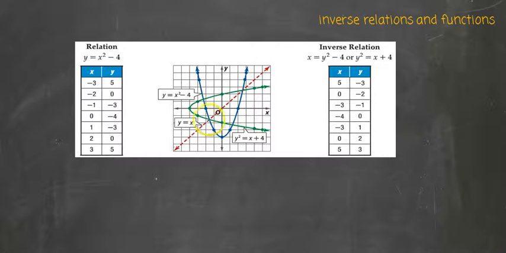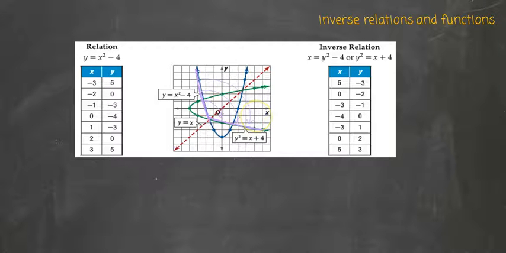And you can sort of see that right here. If I were to take just this arm, just this part of the blue graph, and imagine folding my paper right across that red line, then I would get this. I'd be able to trace this shape on the other side. So you can sort of see that that's on the other side of that fold line.